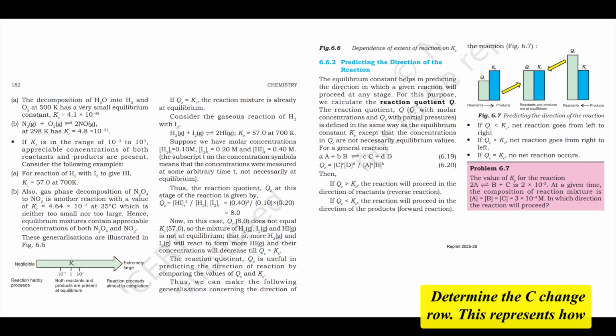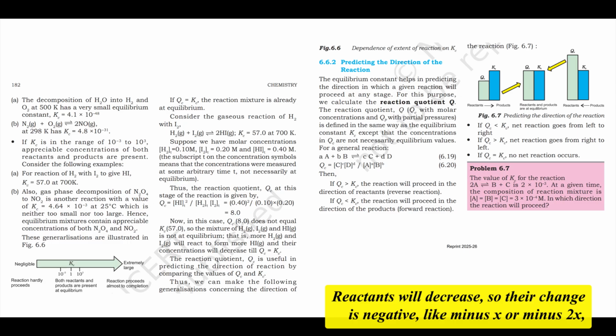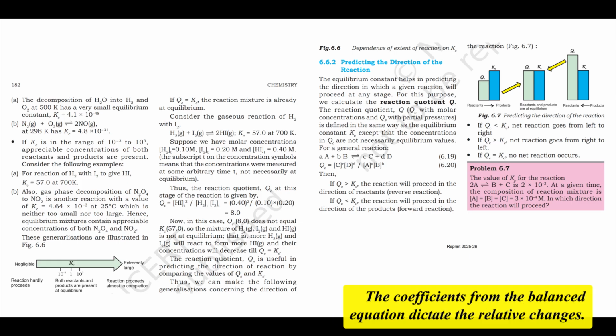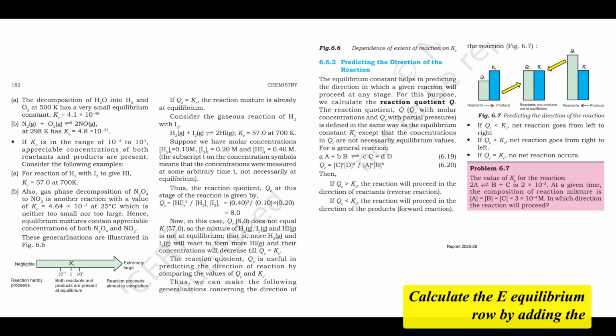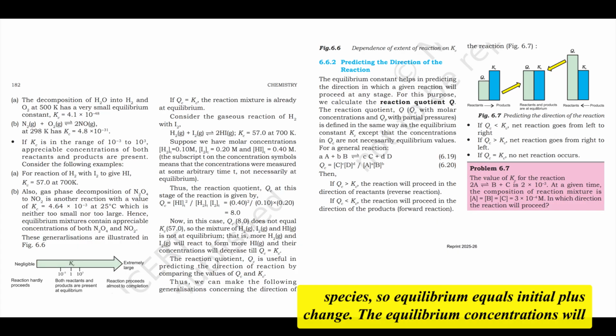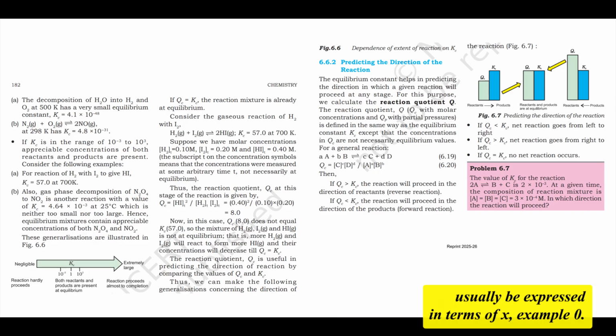Determine the C change row. This represents how the concentrations change as the reaction proceeds towards equilibrium. You usually define a variable, typically x, to represent the change in concentration of one species based on the reaction's stoichiometry. Reactants will decrease, so their change is negative, like minus x or minus 2x, and products will increase, so their change is positive, like plus x or plus 3x. The coefficients from the balanced equation dictate the relative changes. Calculate the E equilibrium row by adding the change to the initial concentration for each species. So equilibrium equals initial plus change. The equilibrium concentrations will usually be expressed in terms of x, for example 0.1 − x or 2x.